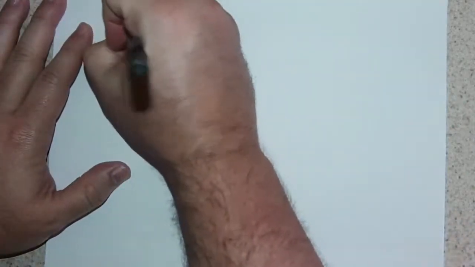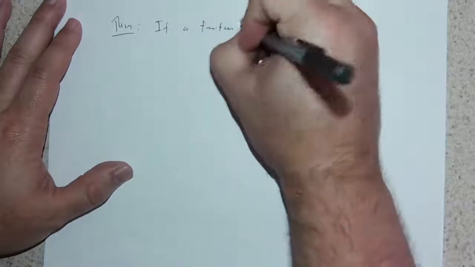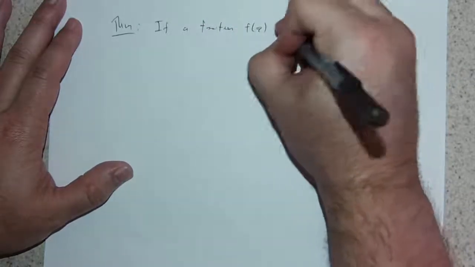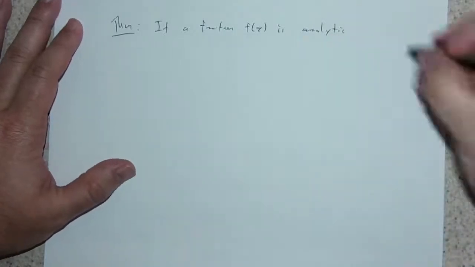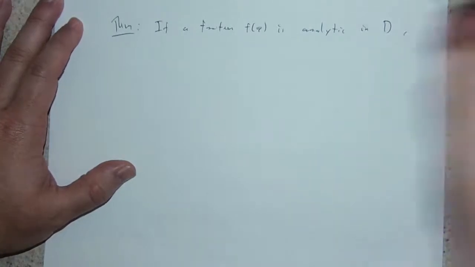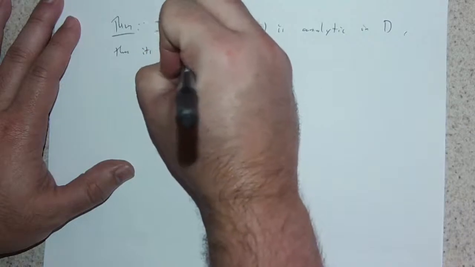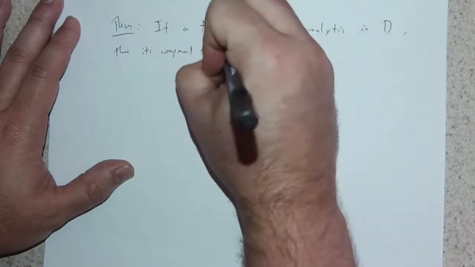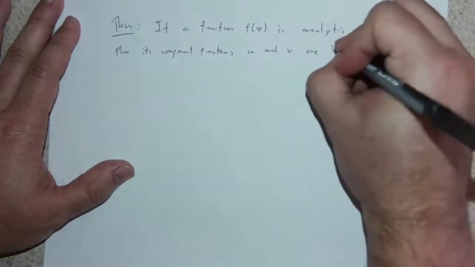But why we are interested in them is the following. If a function f of z is analytic in a domain D, then its component functions u and v are harmonic on D.